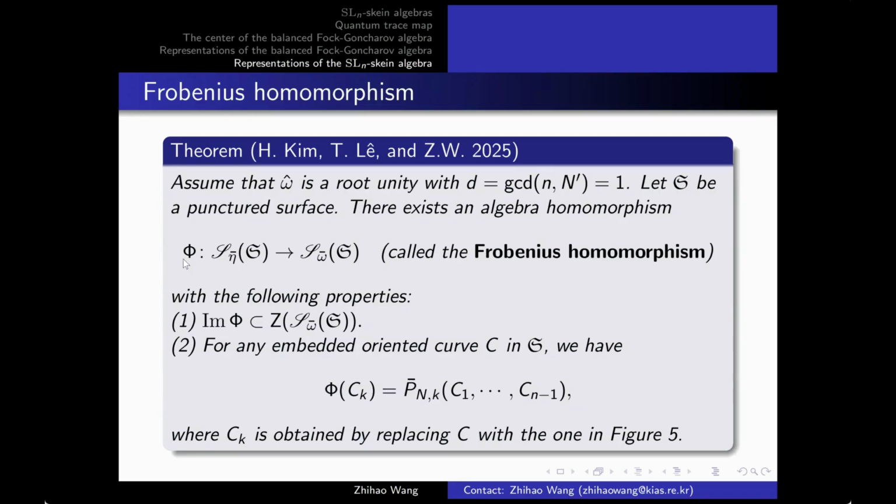So the Frobenius map is from this to this. It looks like the balanced Goncharov algebra. The map phi is from the quantum torus for eta to the quantum torus for omega. Here also the same: the SL1 skein algebra for omega. Of course, here we use omega bar. It is from the SL1 skein algebra for eta to the SL1 skein algebra for omega. This is the Frobenius map for the SL1 skein algebra.